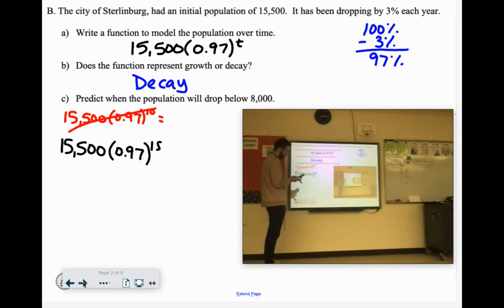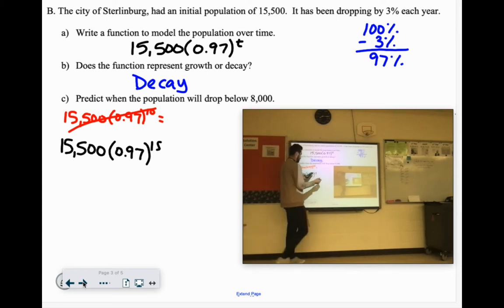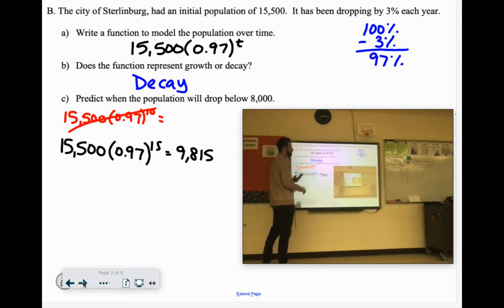.97 to the 15th power is 0.63. Okay, so let's multiply that then by 15,500. And it came out to 9,815 people. There's decimal people, but we don't count decimal people. We only count whole people. All right, so it's got to be more than 15 years. Let's try 20.